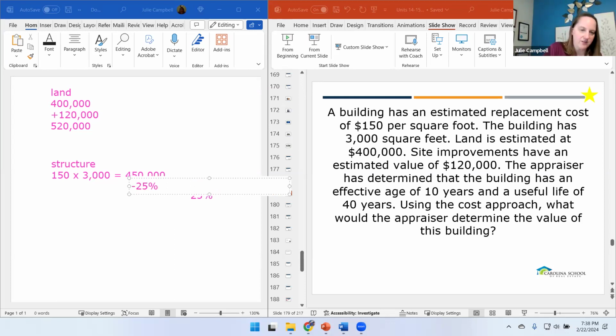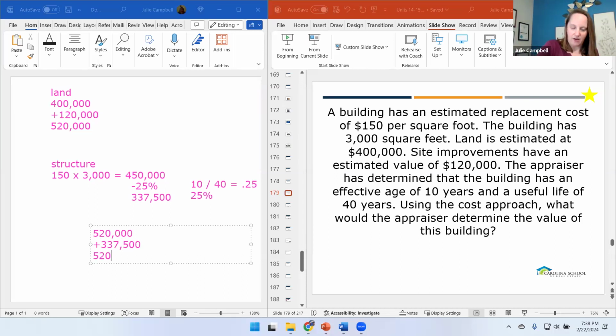Back to my structure, if I want to deduct 25%. So we can say 450,000 minus 25%, which means where are we now with 30 years left on it? We still have 337,500. So if we were building it today, we put a value of 450,000 on it. It's not brand new though, it's 10 years old. So it's already suffered 25% depreciation. When we deduct that 25% depreciation, what it's actually valued at today is 337,500. And then we just add the land and the structure to get the cost approach of value of this building.